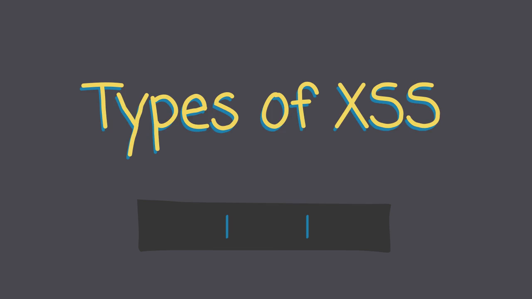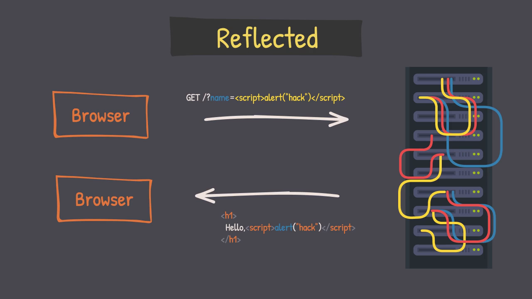There are three types of XSS attacks: reflected, stored, and DOM. The example we just saw is a type of reflected XSS. The server receives a malformed request and returns executable code back to the client.